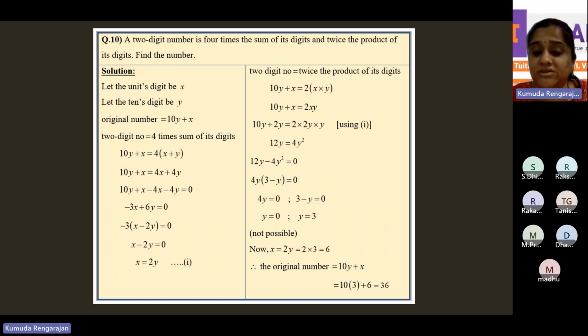Why y cannot be 0, Florentina? Why 50 is a 2-digit number. Yeah, the digit in the 10th place cannot be 0 because then it will not be a 2-digit number. Online children, please cooperate. Any questions? No doubts, ma'am. Okay.